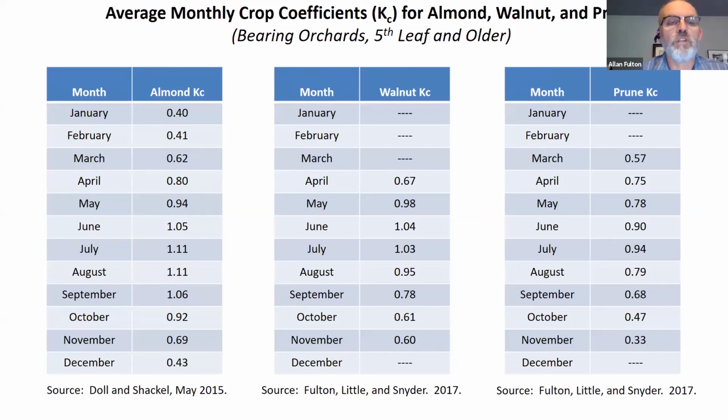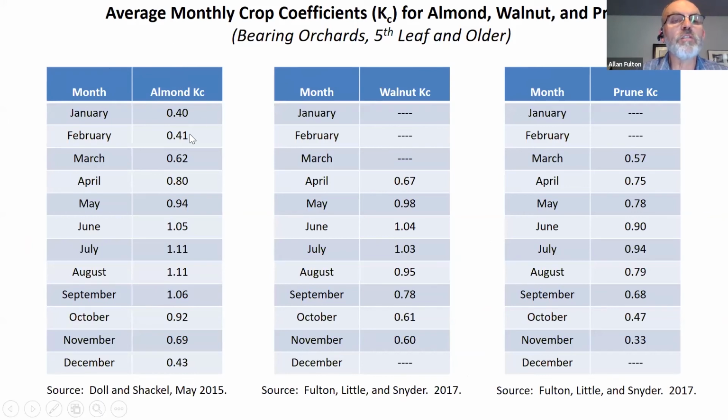These are 3 tables showing the average monthly crop coefficient for 3 of the main crops we grow in the northern Sacramento Valley: almond, walnut, and prune. To the left, in the case of almond, you can see that we have crop coefficients for all 12 months of the year.